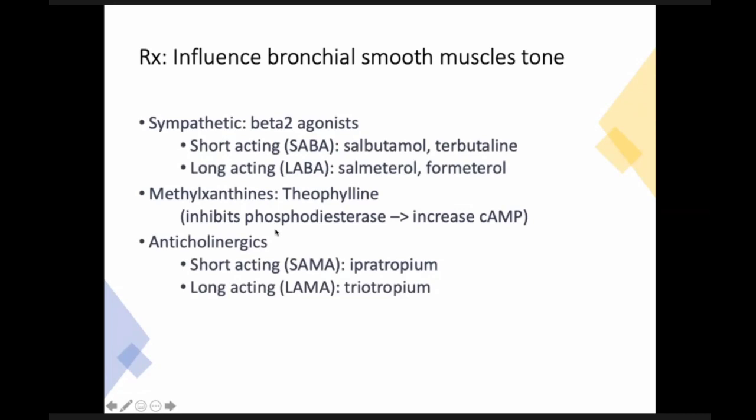Anticholinergics, again we have short-acting anticholinergics, ipratropium, available as an inhaler, and long-acting muscarinic antagonists, LAMA, such as tiotropium. It's a long-acting drug available as once-a-day inhaler therapy.